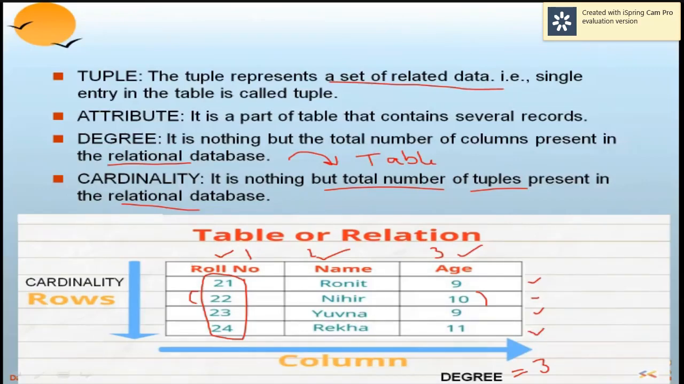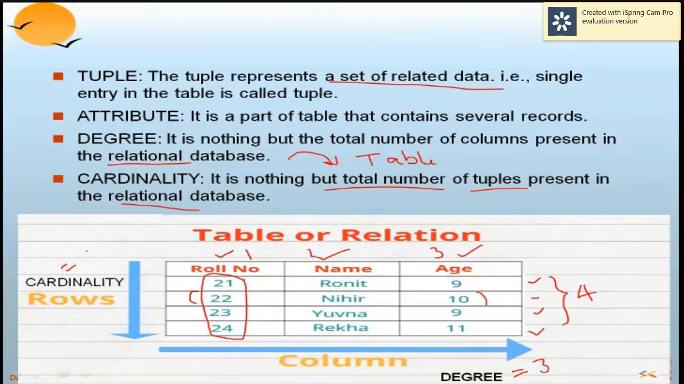You should not consider roll number, name, and age, because these come under the attribute concept. We have to count only the entries made under those particular attributes. How many entries are made in the table? There are 4 entries. So I can say the cardinality of this particular relation or table is equal to 4.